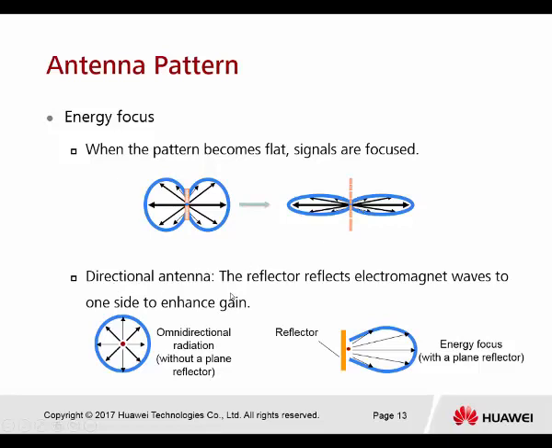For the directional antenna, the reflector reflects the electromagnetic wave to one side to enhance the gain. So we know the omnidirectional antenna without the reflector can cover the surrounding in 360 degrees. Once we put the reflector on one side, it will reflect all the signal and focus on one side. When all the signals add together, when they have the same phase and the same amplitude, at this level all the energy will be focused.